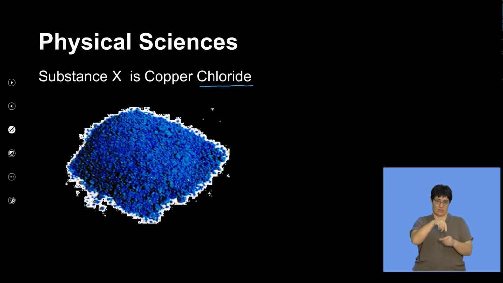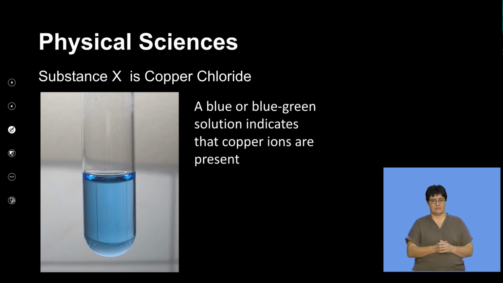Not chlorine. It means chlorine is a component of this compound, okay? And what is a compound? It's a combination of 2 different substances that are chemically joined together, copper being a metal, while chlorine being a non-metal. That's what has been consistent in terms of the composition, right? And then again, we are told that substance X is copper chloride, okay? It's given. Now, a blue or blue-green solution indicates that copper ions are present, because if this substance completely dissolves in water, it forms a homogeneous solution, which is actually blue in color. And the color indicates the presence of copper ions, okay?